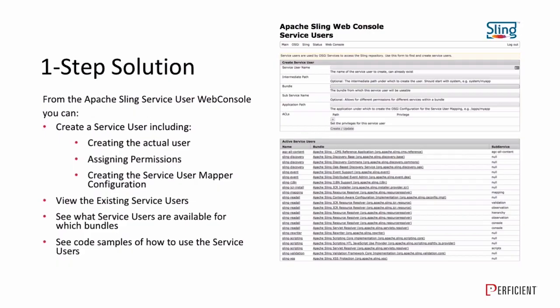That's why I decided to create the Apache Sling Service User Web Console to consolidate this process into a single screen. Additionally, I added the ability to view existing service users, see what bundles they were available from, and their permissions, which can be useful for diagnosing access issues. And the Web Console plugin even gives you code snippets and filter samples to make using and exporting service users a piece of cake.